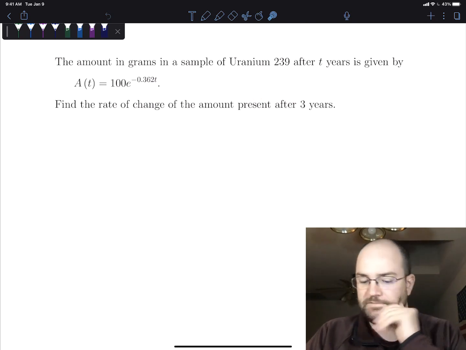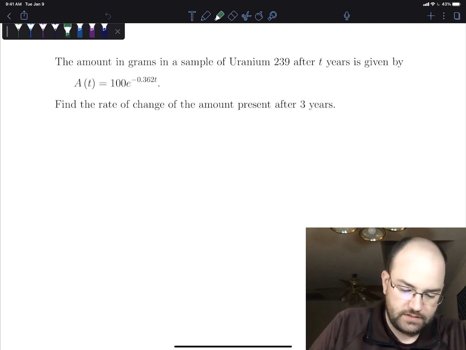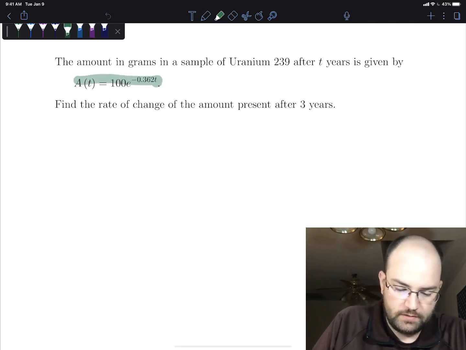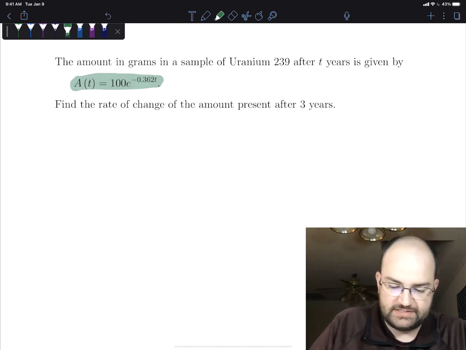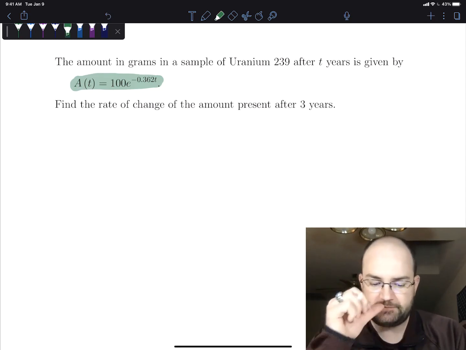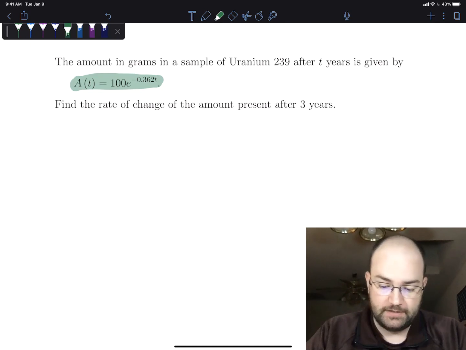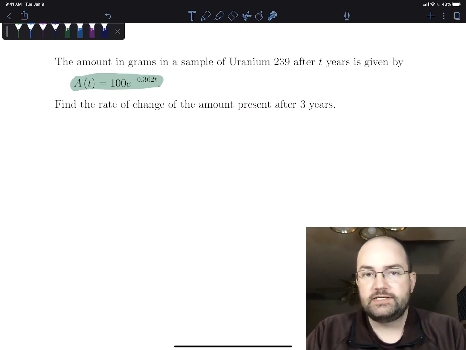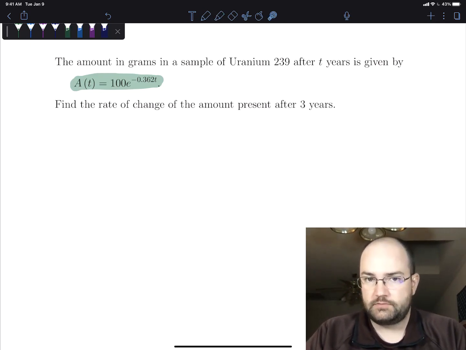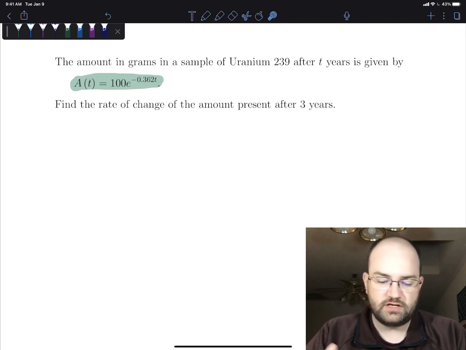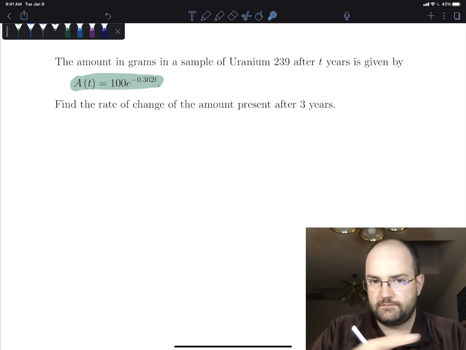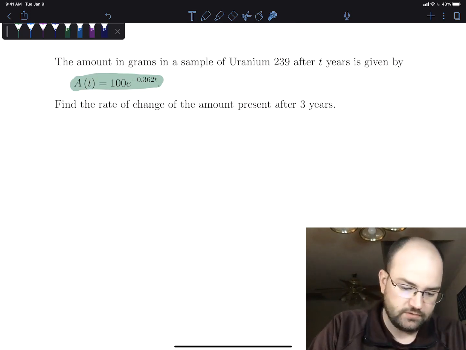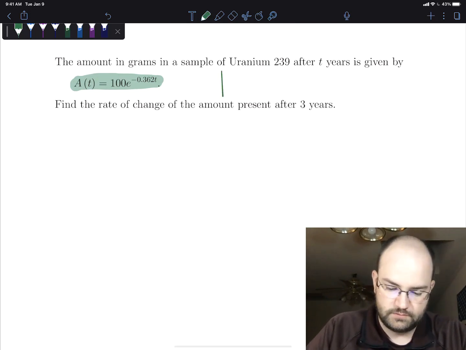Okay, so first of all, we have a formula here, and this represents uranium-239 after T years. This is kind of like a compound interest question, but it's a negative interest question, if you will. So what it's going to look like when graphed is the following. It's going to look something like this, and it's going to slowly approach zero that way.